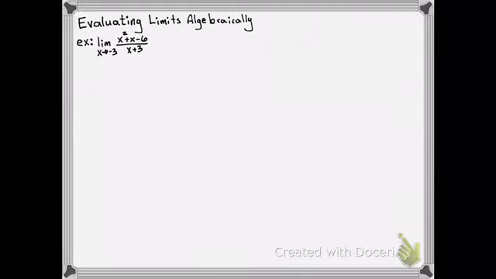The table will always get you the limit, if the limit does exist, and there are times where the limit won't. We'll see that in the future. The table is just kind of a fallback. It's not the best tool. The first thing we want to do is hope that -3 actually works. If we plug in -3 and we get an answer of 7 over 5, that's the limit. We're done. We don't have to worry about a table at all.